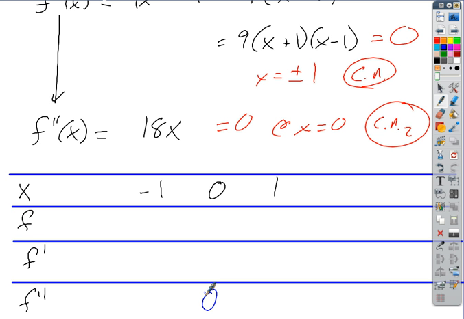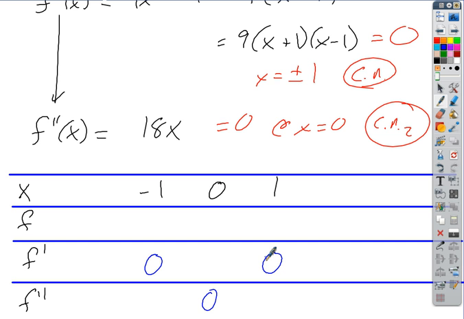Oh, okay. First derivative critical numbers were plus and minus 1. Why did you put 0 there? Because those are the zeros at plus and minus 1. That's where the first derivative equals 0, right? At x equals 0, that's when the second derivative equals 0, right? Make sense? Yes. Okay, so how do we proceed on our table?